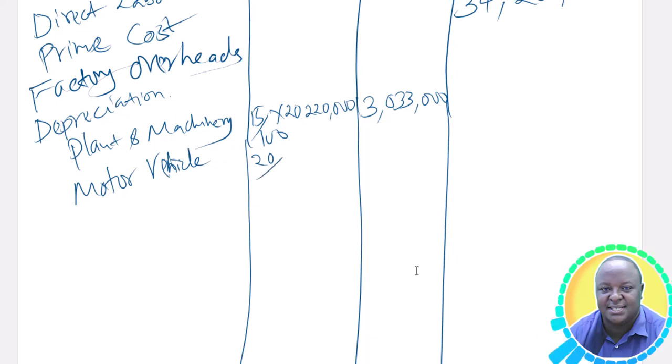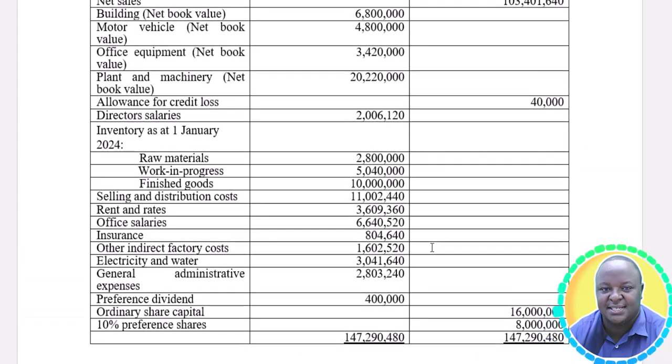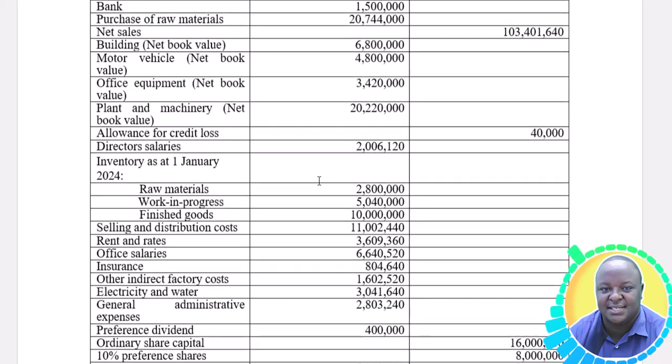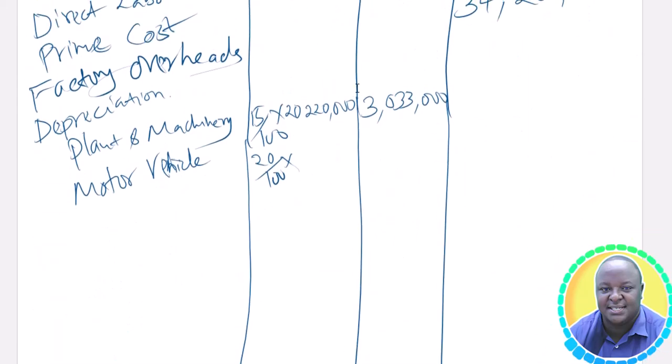So motor vehicle will be 20 over 100 times the cost of motor vehicle. The net value is 4,800,000. So we are going to get 4,800,000 times 60 over 100. I'm doing that because we have been told that 60% is what has been allotted to the factory for that.